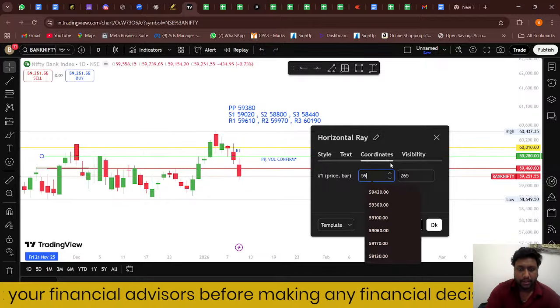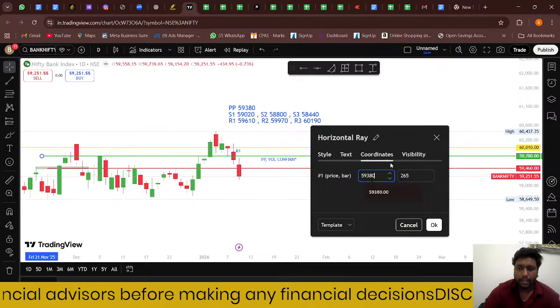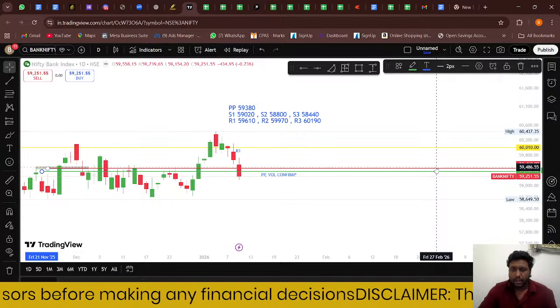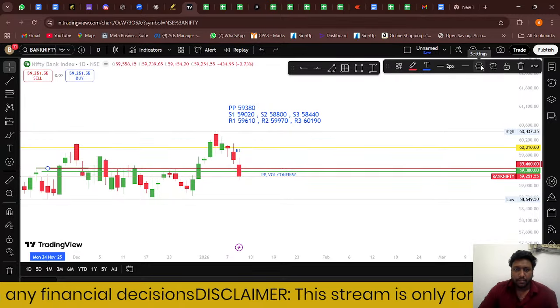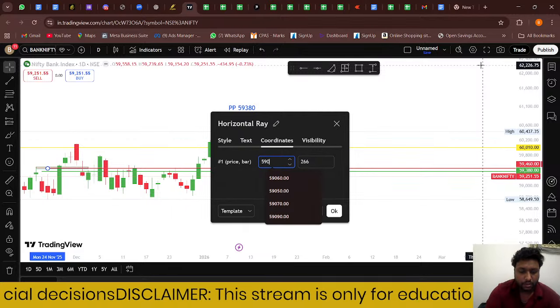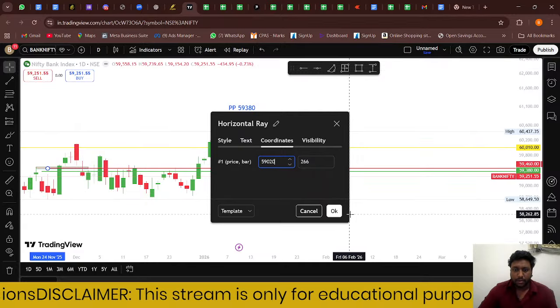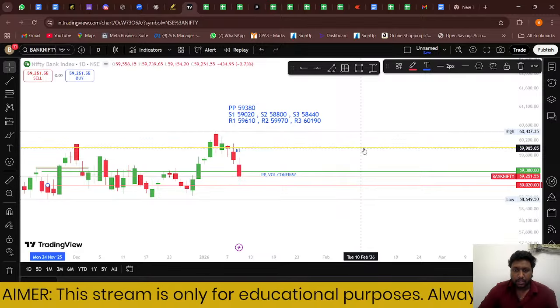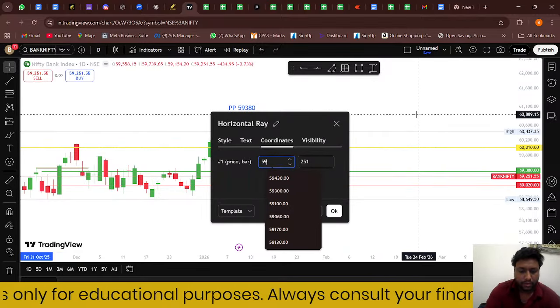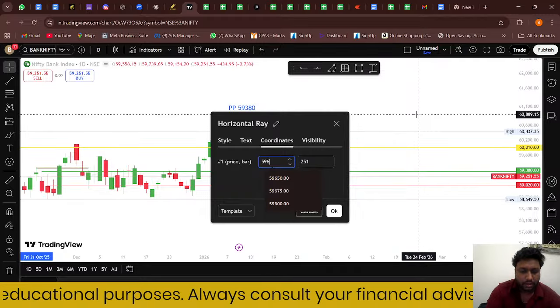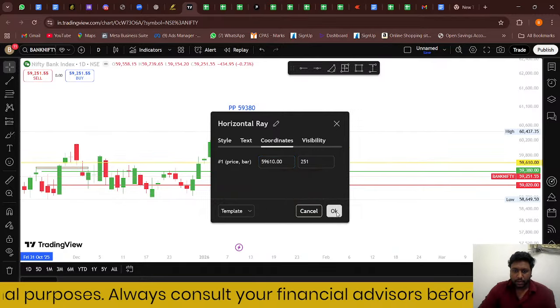So 59,380 will be today's pivot line, and with respect to that, the support one lies at 59,020. It will be the first support, and on the resistance side, 59,610 will be the first resistance. So we'll have a look at that.